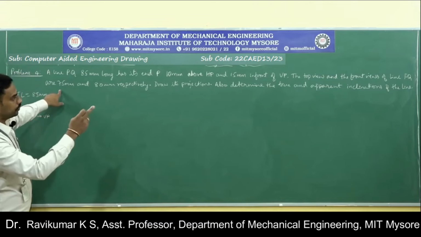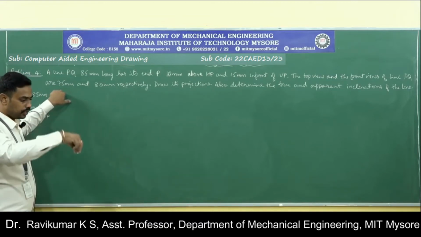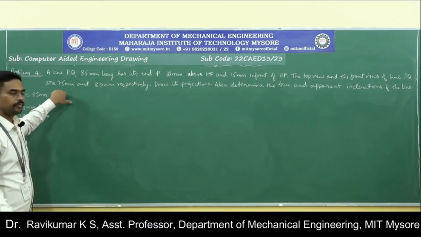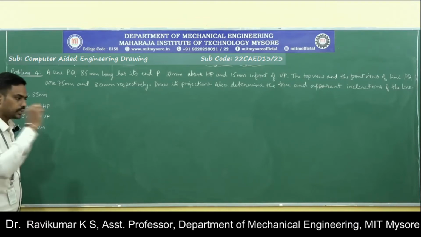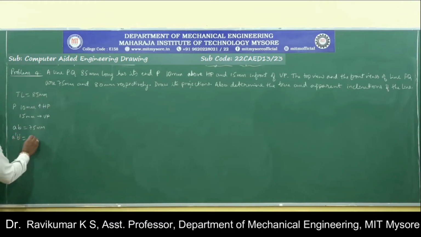So top view means the view you are going to write on HP and rotate, so you will get it below the XY line. Therefore, it is AB, 75 mm. Then the front view means the view which is projected onto VP in the first quadrant. So it remains above the XY line only. Above the XY line means it is A dash B dash, 80 mm.